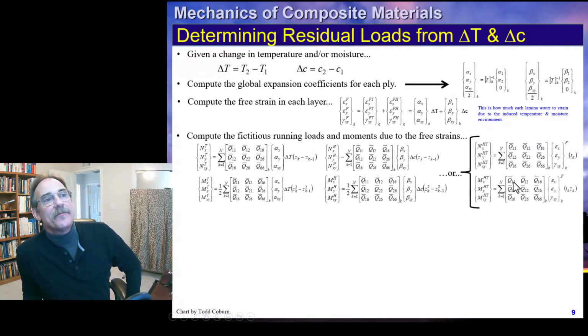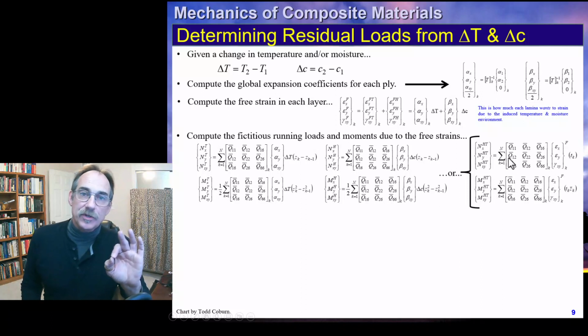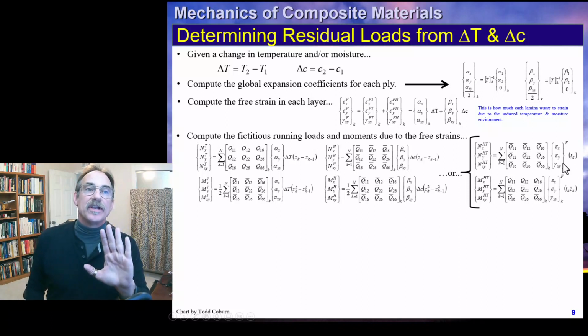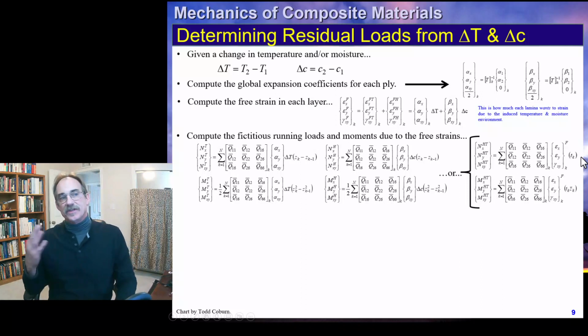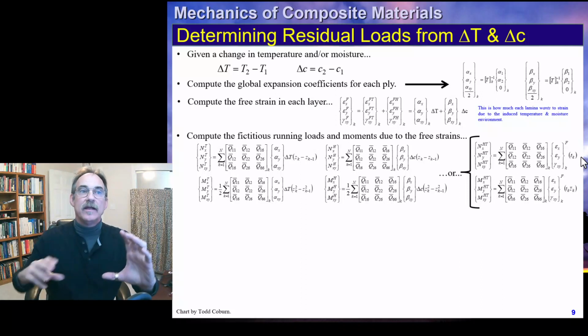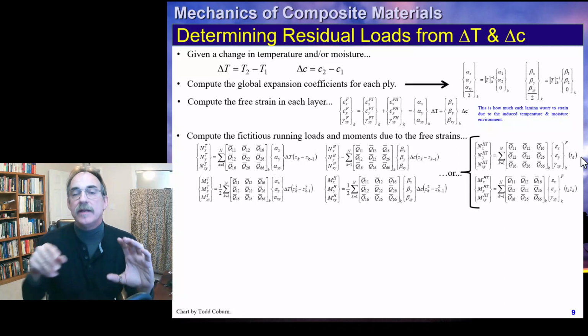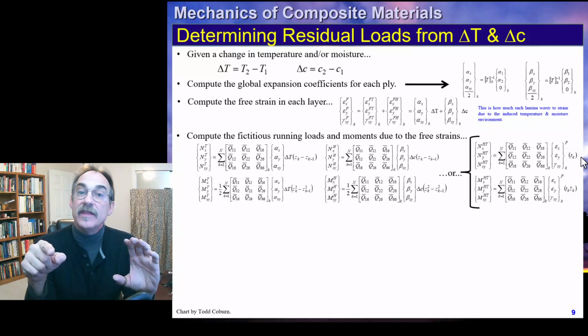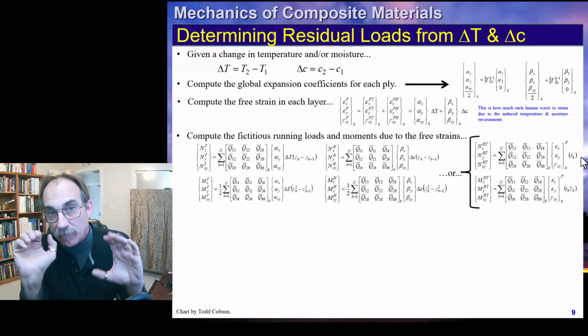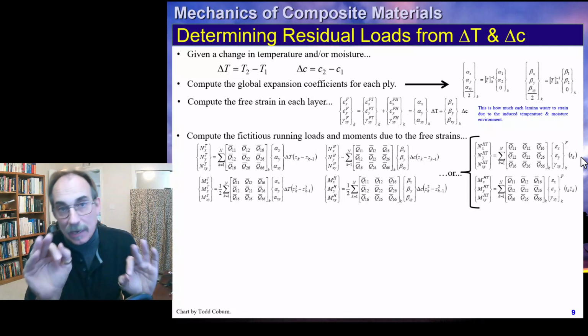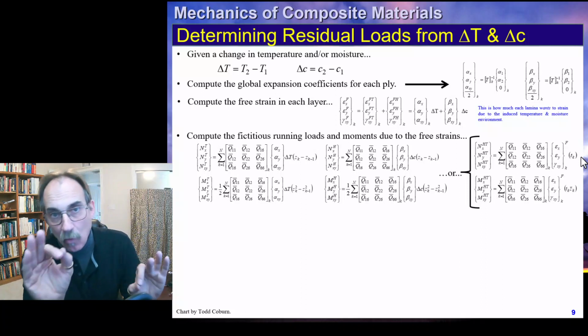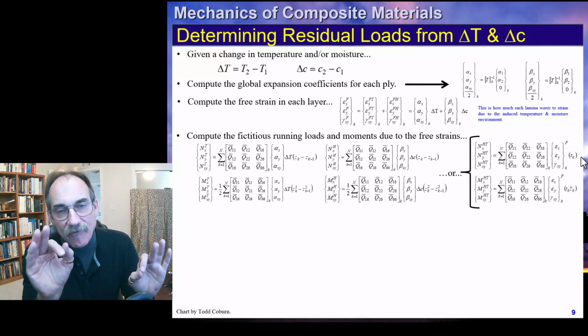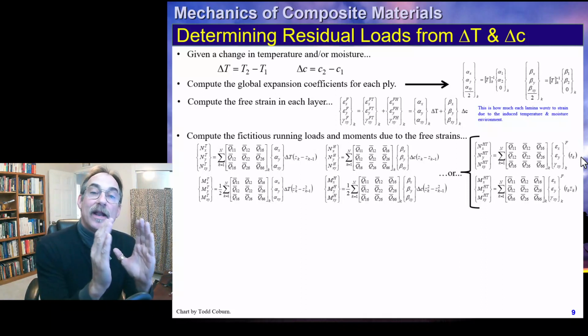We can write it this way. That the total hydrothermal running loads and moments equal the summation of the Q bar times the free strains times the thickness. What this means is we take the Q bar matrix for ply 1, multiply by the free strains for ply 1 times the thickness of ply 1. Then we add that to the same set of values for ply 2 plus the same set of values for ply 3 plus the same set of values for ply 4, plus the same set of values for ply 5. That is our total hydrothermal fictitious running loads.